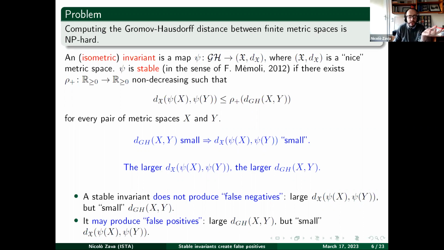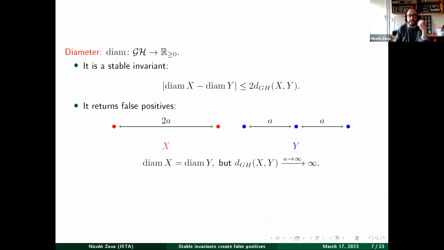So let me go to some examples. Let's start with some easy examples and consider the diameter. The diameter is a stable invariant. So the diameter associates to every metric space, to every isometry class of metric spaces, their diameter. It is stable. And actually the function here is Lipschitz. So the coefficient is just 2. But of course, this function loses a lot of information and it creates lots of false positives.